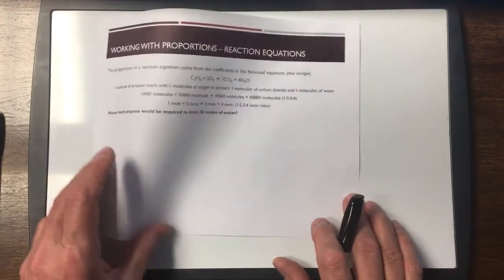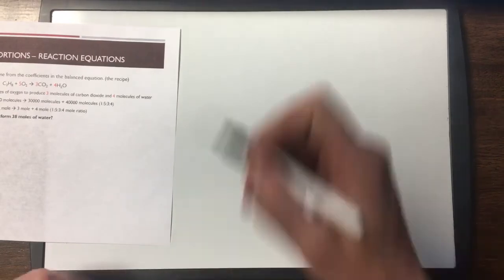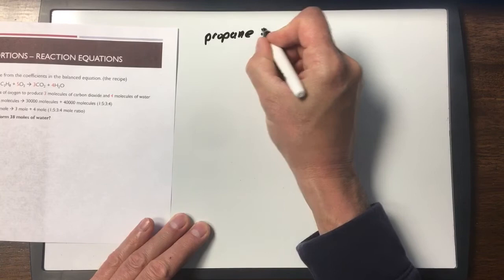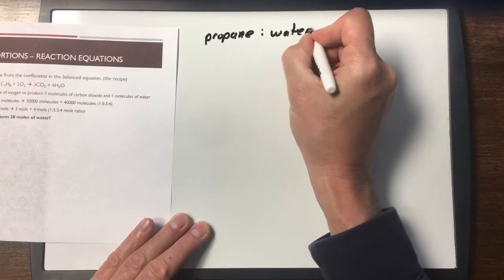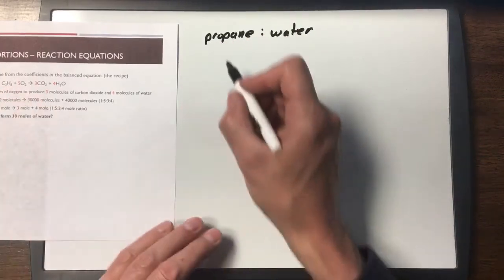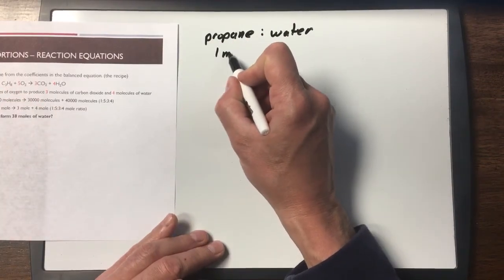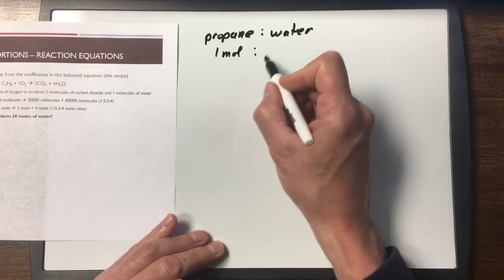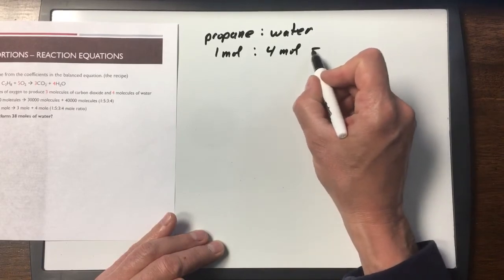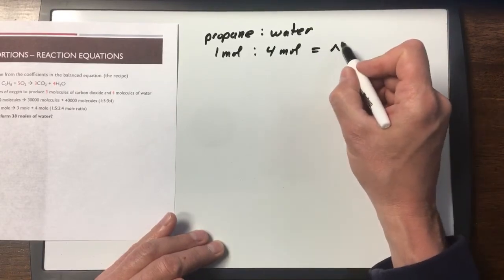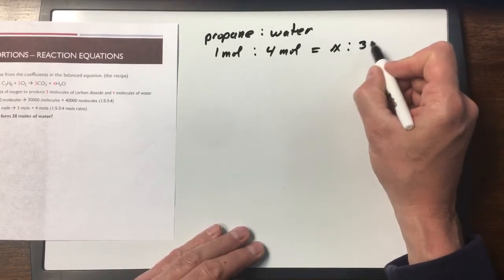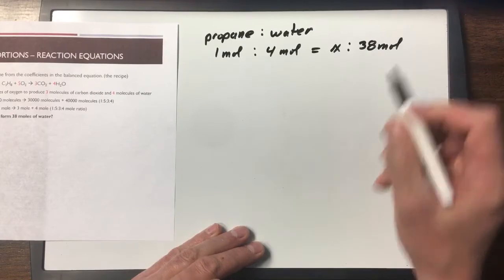So we're going to look at the formula, and we're looking at propane to water ratio. Okay. From our balanced equation, we're just going to pull the coefficients here. It's going to be 1 mole of propane will form 4 moles of water. It says how much propane, so we're going to put an X there, we're not quite sure, would be required to form 38 moles of water.